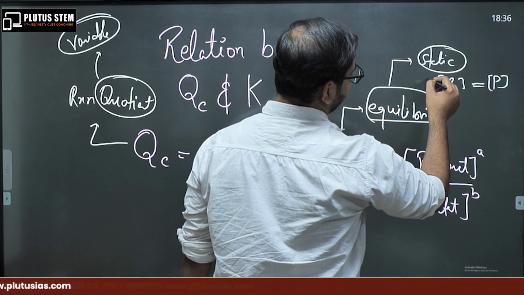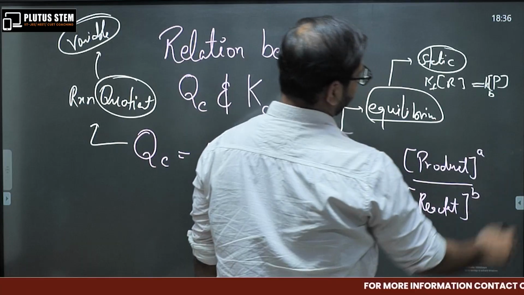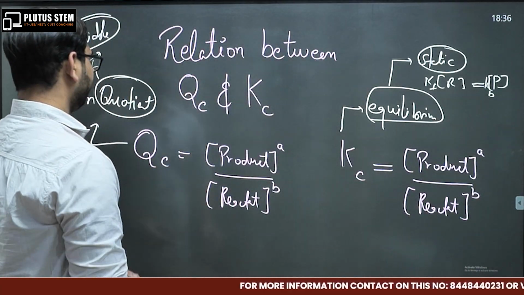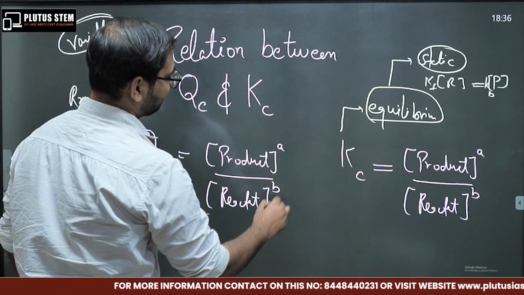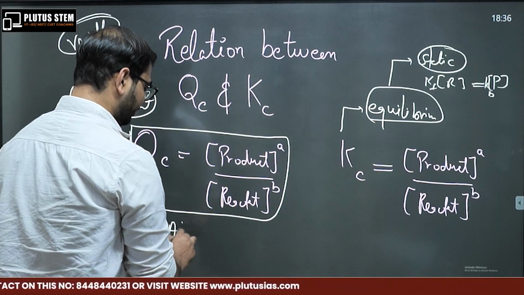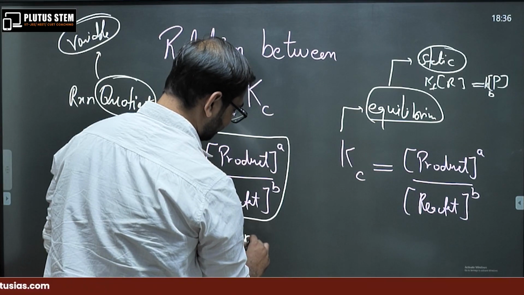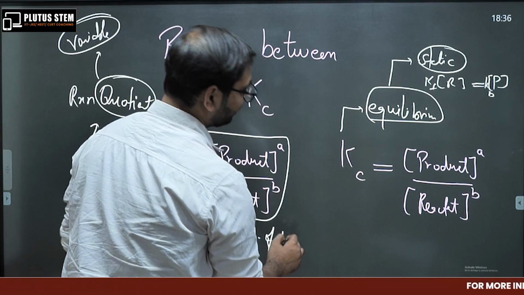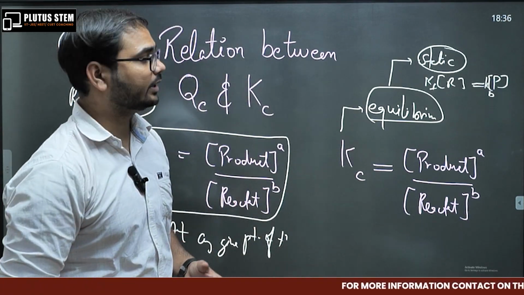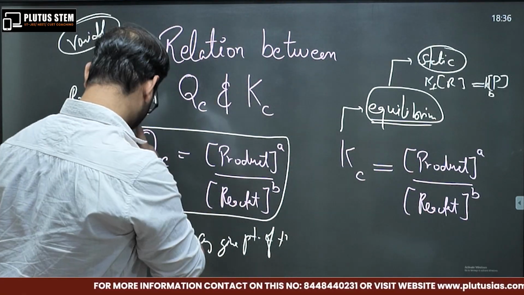Here, rate of forward reaction Kf equals rate of backward reaction Kb. So that means reaction quotient or Qc can be calculated at any given point of time, while equilibrium constant is calculated at a very specific point when equilibrium for the reaction is achieved.